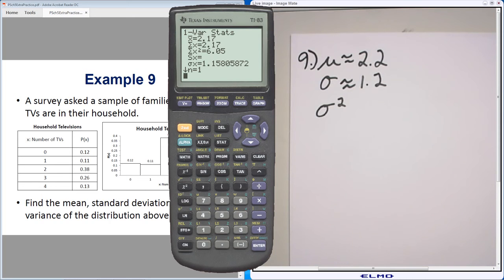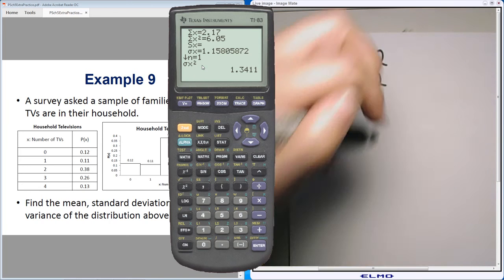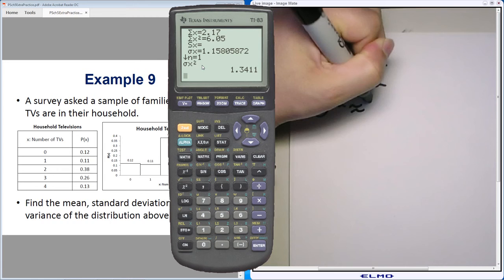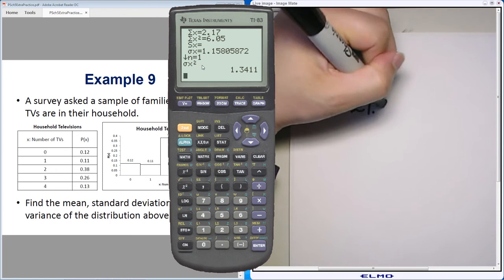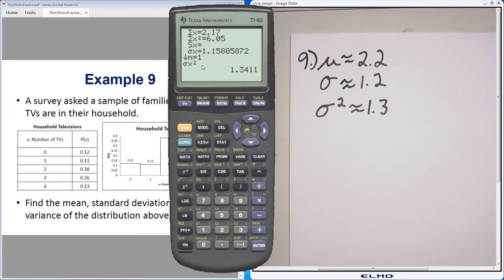All right, to find the variance, you've got a couple of options. You can retype sigma and then square it, or you can use the symbols and square the symbol. Here's how to do that. Press Vars, go to Statistics, find sigma, and square it. Now we'll round that number to one place. We get 1.3, and that avoids round-off error. So there's the mean, standard deviation, and variance of that distribution.